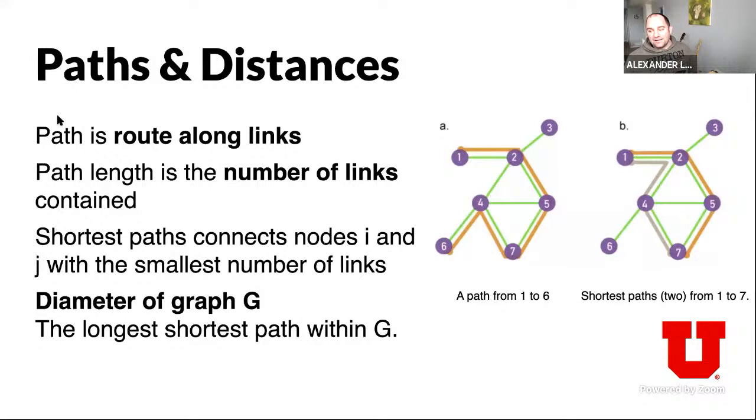One thing you also want to study in networks is paths and distances. A path is a route along links. The path length is the number of links you have to traverse to get between two nodes. The common problem is to find the shortest path connecting nodes I and J, with the smallest number of links or the links that have the overall smallest weight. We have various algorithms: Dijkstra's algorithm is a common algorithm for weighted networks, or you can do something like breadth first search or depth first search for unweighted networks.